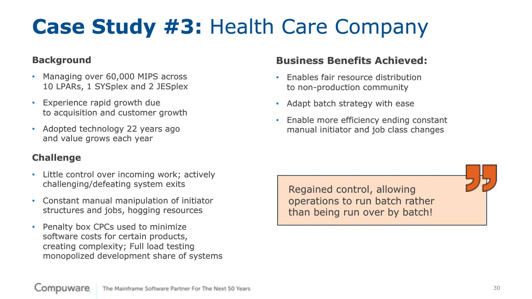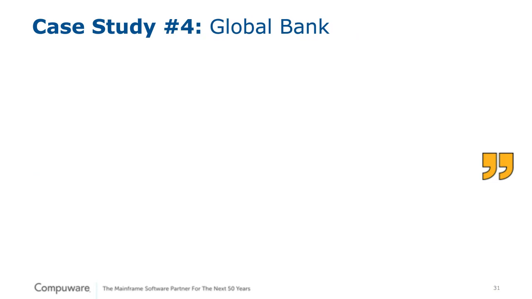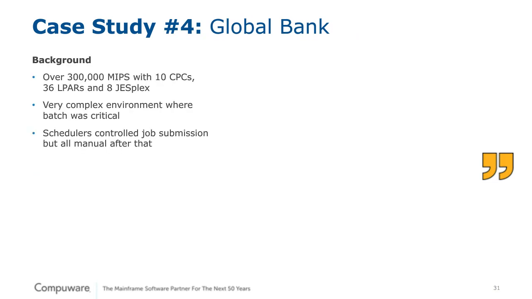And our last case study was a global bank. Over 300,000 MIPS with 10 mainframes, 36 LPARs, and 8 JESplexes. A very complex environment, a lot of critical batch. Lots of operators juggling jobs and very tight schedules.